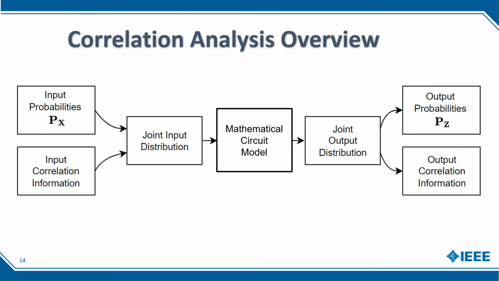Next, we'll discuss a new technique for performing correlation analysis for these complex multi-layer circuits. At a high level, the analysis we will perform will take a vector of input probabilities and some information about the input correlation and combine them into a joint input distribution. Then we will apply a mathematical model of the circuit to obtain the joint output distribution. From this, we will extract the output probability vector and correlation information, which will be used to determine how a given circuit layer's output correlation will affect subsequent layers, and how much correlation error there will be.